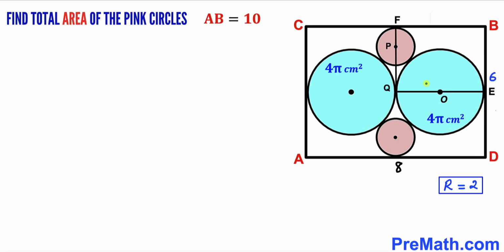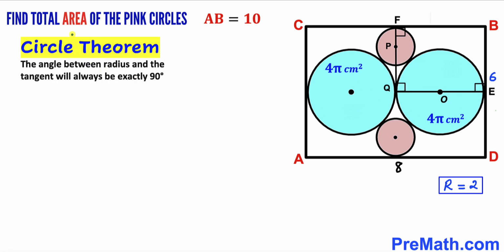In this next step, I have created these horizontal and vertical lines, as you can see. Now let's recall the circle theorem. According to this theorem, the angle between the radius and the tangent line will always be 90 degrees.